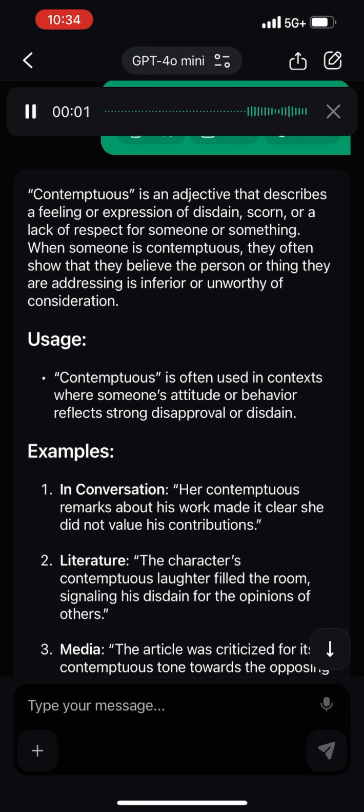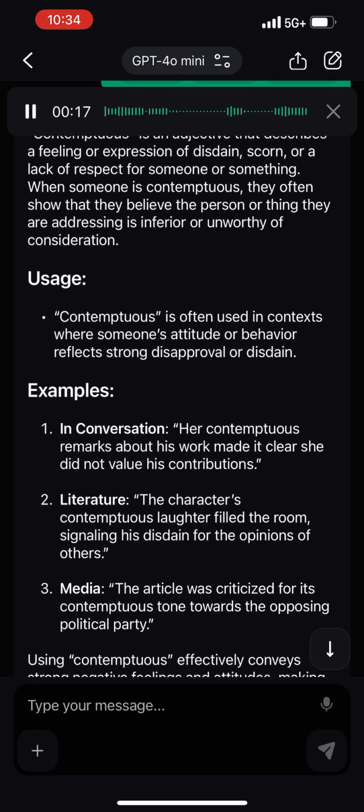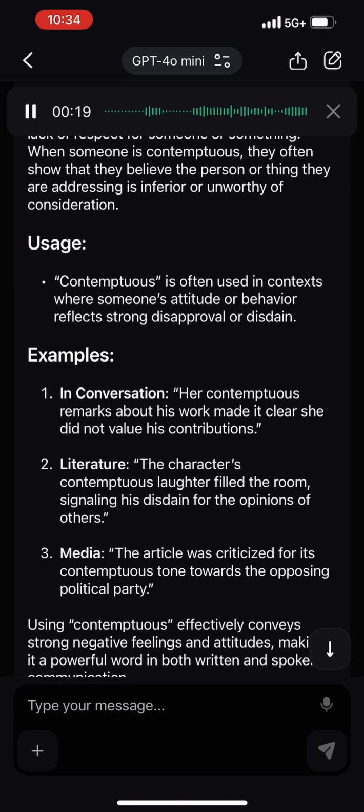Contemptuous is an adjective that describes a feeling or expression of disdain, scorn, or a lack of respect for someone or something. When someone is contemptuous, they often show that they believe the person or thing they are addressing is inferior or unworthy of consideration. Usage. Contemptuous is often used in contexts where someone's attitude or behavior reflects strong disapproval or disdain.